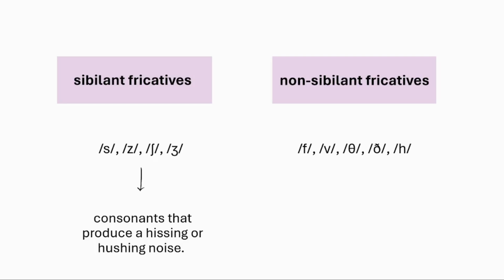Now that we have described all fricative sounds, it is important to know that we can divide fricatives into those that are sibilant and those that are non-sibilant. Sibilant sounds are those consonant sounds that produce a hissing or a hushing noise when they are produced, and they are s, z, sh, zh.